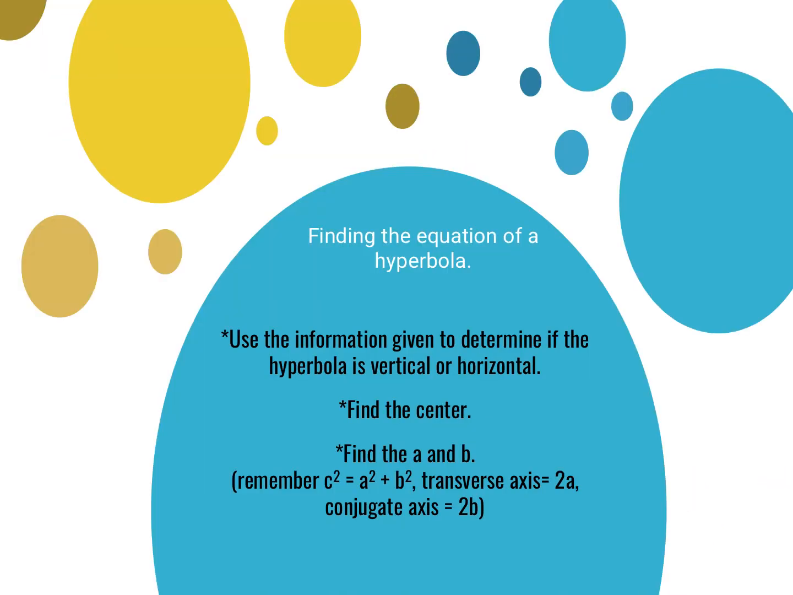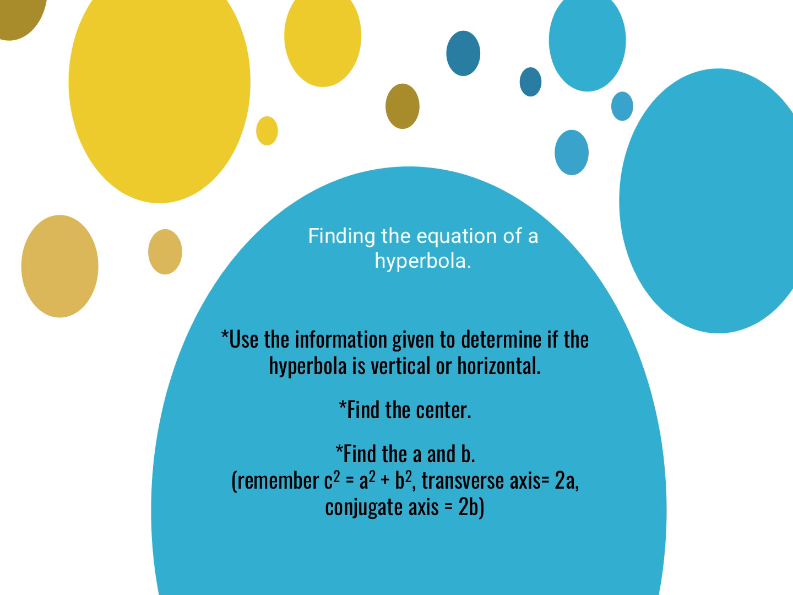So here, this is what the steps will follow. When we want to find the equation of a hyperbola, we're going to use the given information to determine first if the hyperbola is vertical or horizontal, so if it's got a y squared or an x squared. Then we're going to be finding the center. We're going to be finding the a and the b values. Remember, this time c squared equals a squared plus b squared.